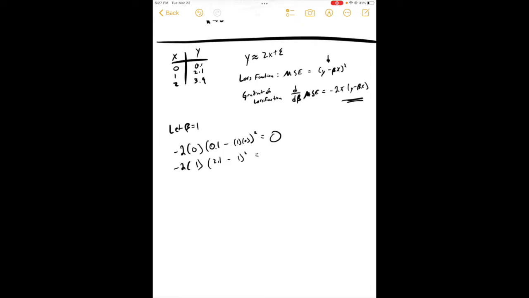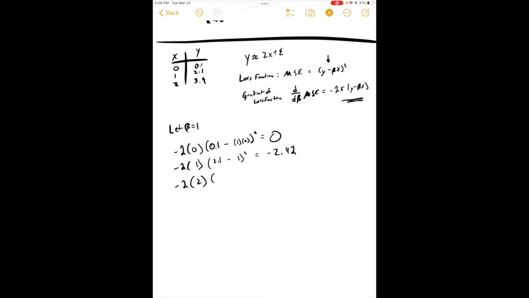And let's see, we multiply that all out. Do you have your calculator on you? I gotta get one. 2.1 minus 1 is 1.1. Square that, multiply by negative 2. How did I mess that up? Okay, times negative 2. And we'll get negative 2.42.